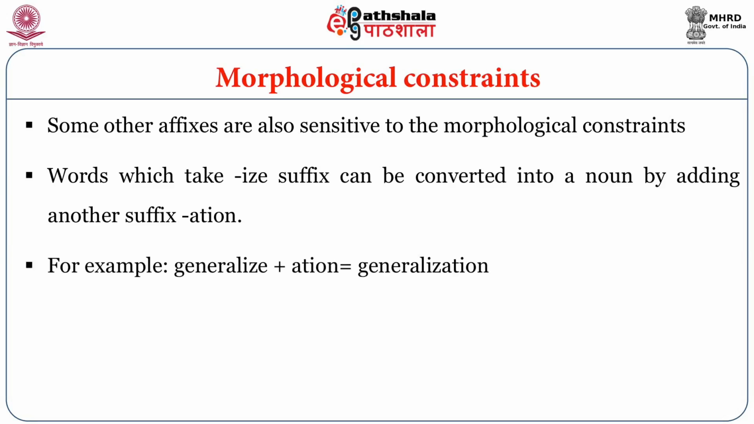For example, generalize. General, when we just put ize, generalize, and then we can change it into generalization. In the same way, capital, capitalize, and then capitalization. So this is called morphological constraints.